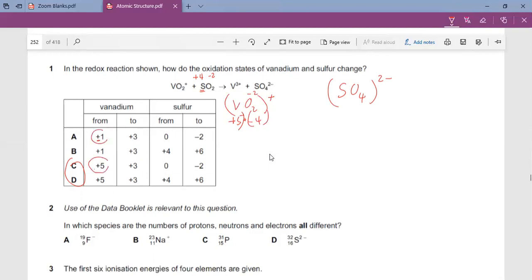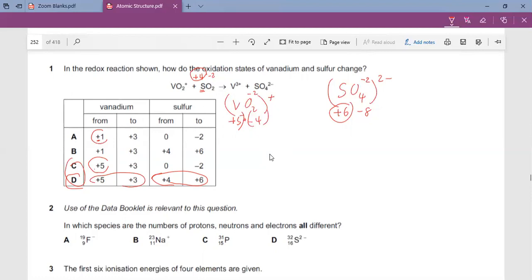Oxidation state is +5. For charge up here, you put 5, 2, and minus. Okay, the charge is a bit different. But it's -2 oxygen, so it's -8 here. To be -2 here, of course, it's +6 there. So it's +4 to +6. Sorry, +4. Okay, these two are correct.